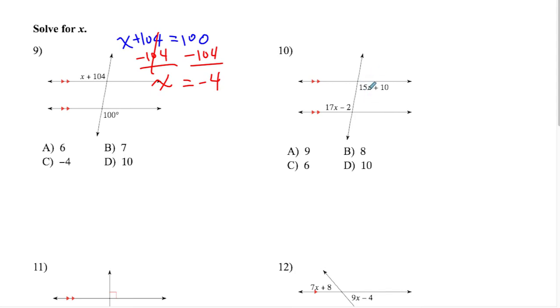Same thing for this problem, number 10. Big angle, big angle. These are both big angles, so they are set equal to one another. So I have 15x plus 10 is equal to 17x minus 2.